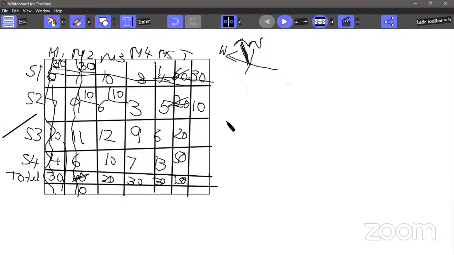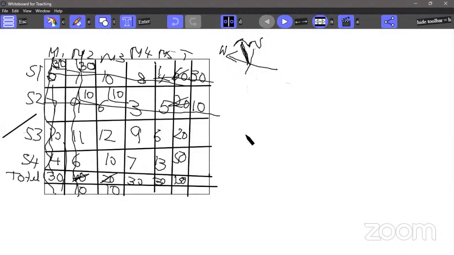Is that clear? Yes, ma'am. From S2 to M3, we are supplying 10 units. Now S2 has become empty, isn't it? Yes, strike off S2. And M3's demand, how much is met? 10 is met. How much more is to be met? 10. So write down 10 here.